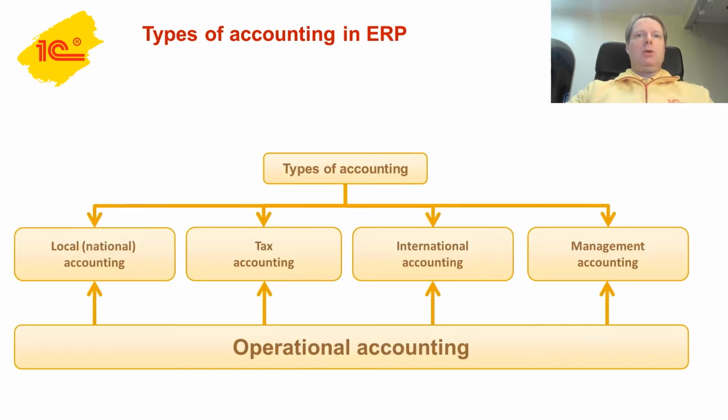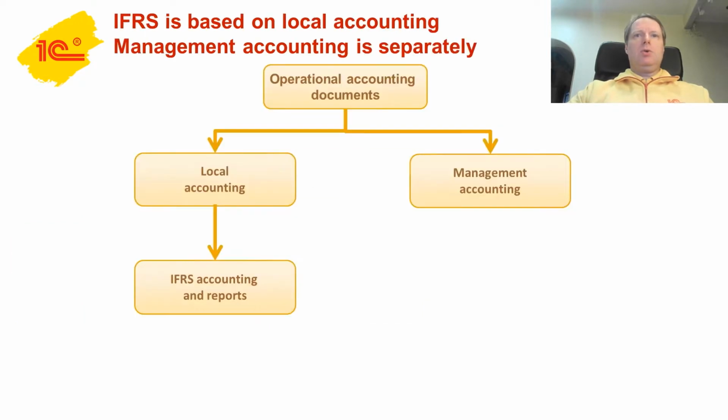Types of accounting in ERP can be different: local or national accounting, separately tax accounting, management accounting, and optional international accounting. The system can use multiple charts of accounts, but in the data source it has only two amounts: the local accounting and the management accounting amounts. So there are two sources for the general ledger: local or management amounts data.